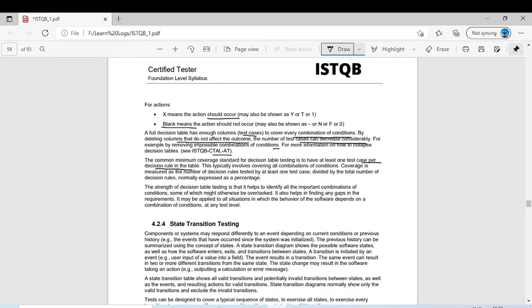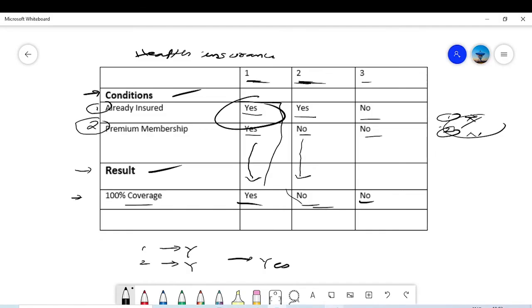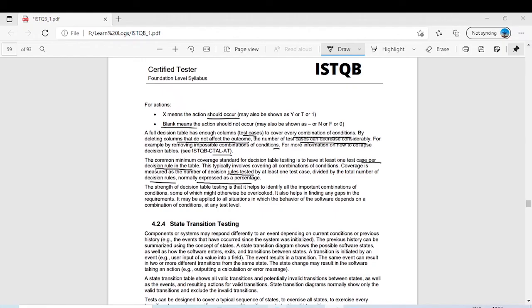Coverage is measured as the number of decision rules tested by at least one test case divided by the total number of decision rules, normally expressed as a percentage. Again, how many rules have you tested by at least one test case, and how many rules were there. For example, here we have 3 rules: rule number 1, rule number 2, rule number 3, and we have tested each rule with one test case. Rule number 1, one test case; rule number 2, one test case; rule number 3, one test case. So 3 by 3 is 100% decision table coverage.